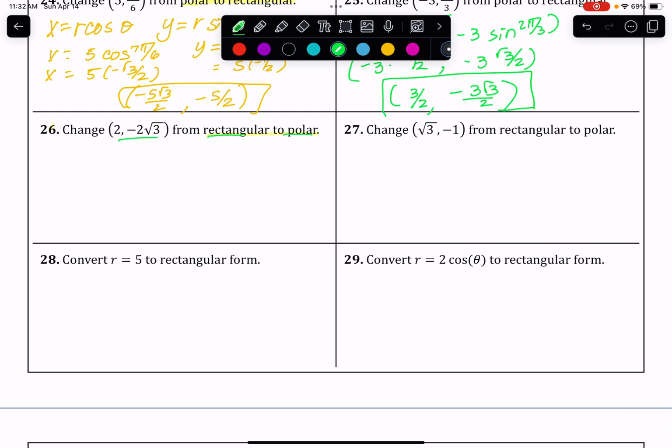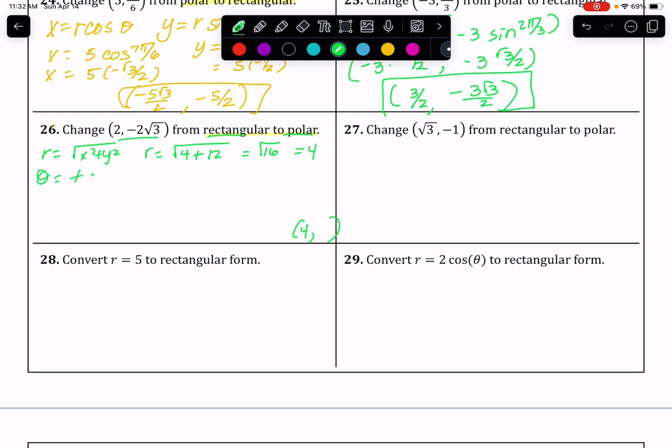So now we have to remember that r is the square root of x squared plus y squared. So r would be the square root of 4 plus 12, which is the square root of 16, which is 4. So we have r is 4. So if we're putting this down here, we have 4, comma, and now we're going to figure out theta.